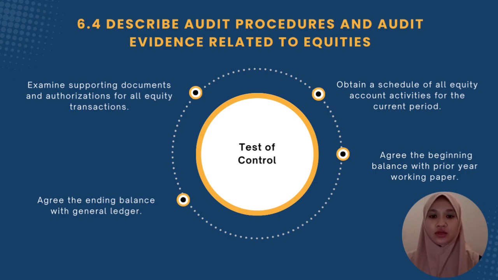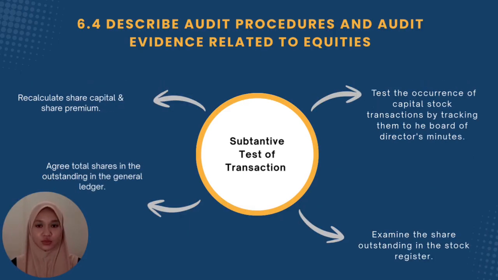Finally, the auditor will examine supporting documents and authorization for all equity transactions. This is important because auditors want to make sure that the company's internal controls are working properly before relying on the data. Next, we move to substantive test of transactions.